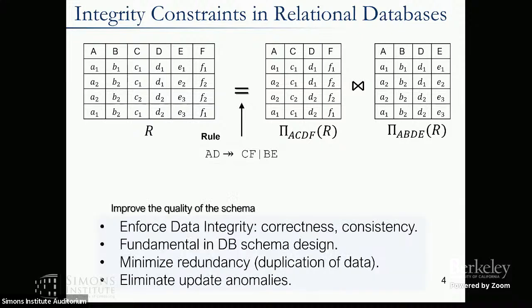And this is very important. This is really a fundamental property in relational databases. It allows us to enforce data integrity, correctness, and consistency. And one of the important things that it does is it allows us to minimize redundancy. We can represent the data in a much smaller space, so it can also be a form of compression.